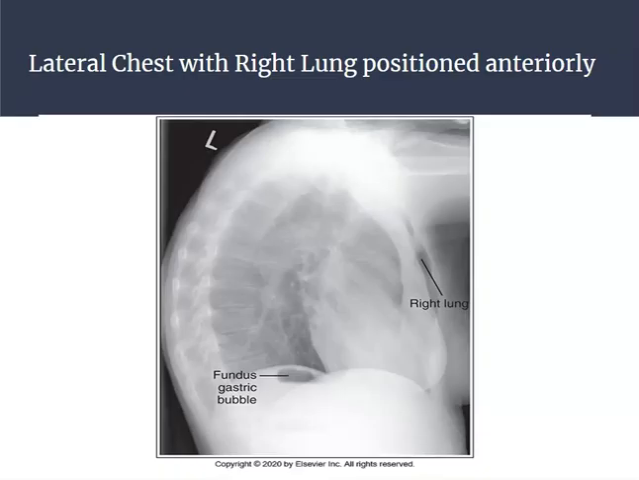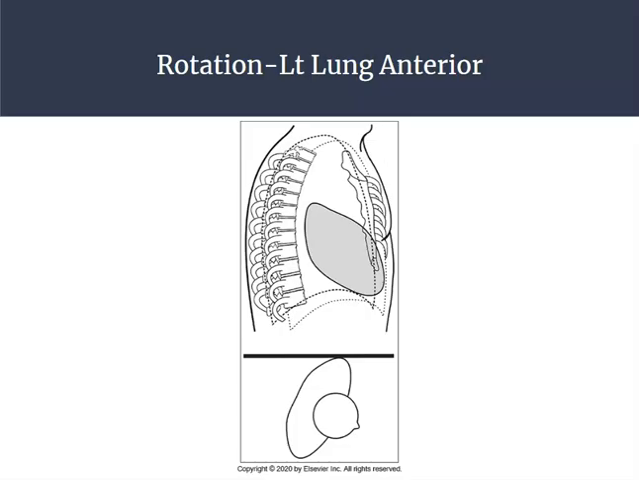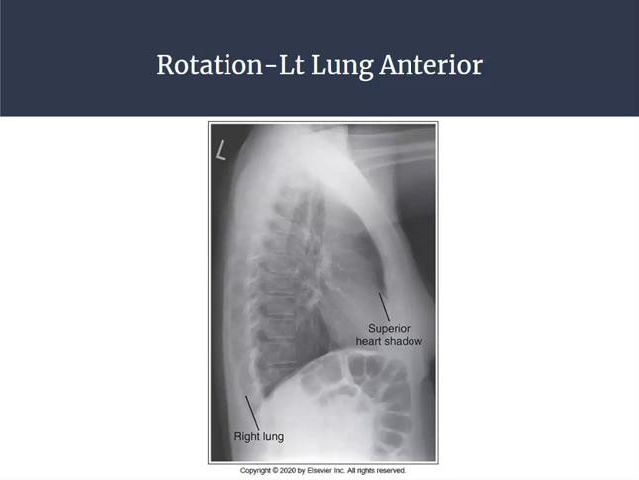positioned anterior. Another clue was that lung tissue. The right lung tissue will be demonstrated anteriorly more if the right lung is positioned anteriorly. This is just an example of the left side of the patient being positioned anterior on an IR. Let's look at it via an actual image here.